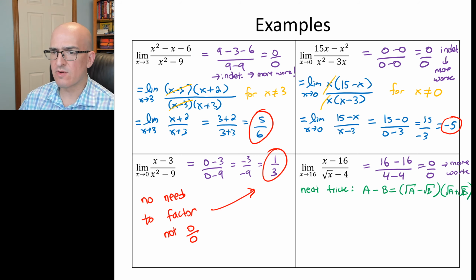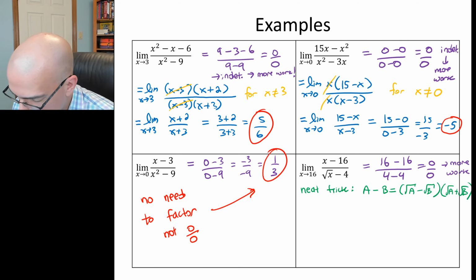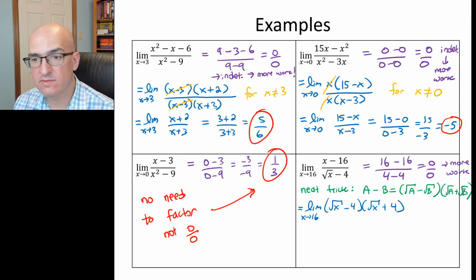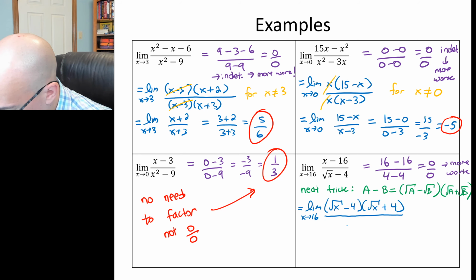So I'm going to factor the top. Even though it's not a quadratic, I'm still going to factor it. Equals limit x approaches 16 of square root of x minus 4 times the square root of x plus 4. So some homework is to FOIL that out and confirm that that factoring is actually true. And it is, but confirm it on your own. Divided by the square root of x minus 4.